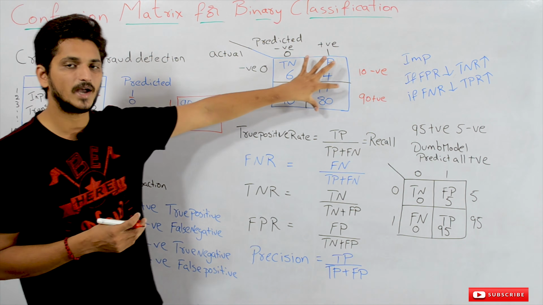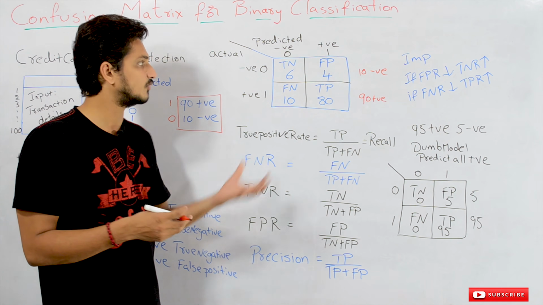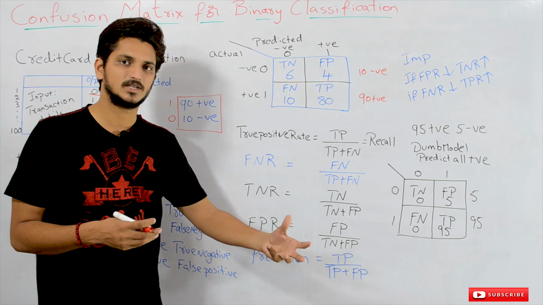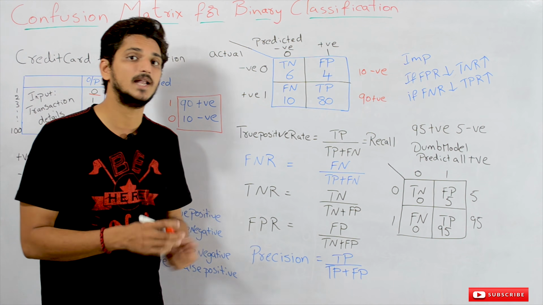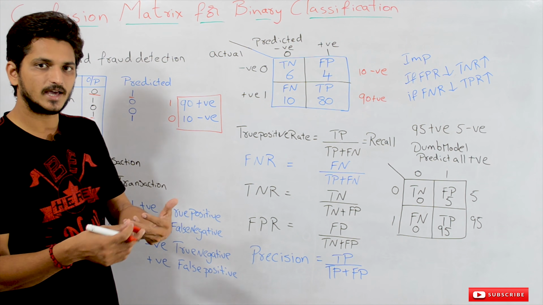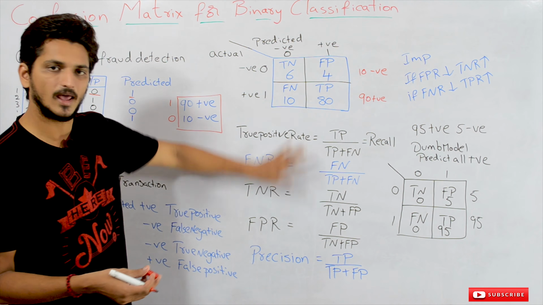From this confusion matrix we can extract many things. We will understand the use of this confusion matrix in our next classes, finding the accuracy of imbalanced data sets. For understanding those concepts, finding the accuracy of an imbalanced data set, we have to identify these formulae.